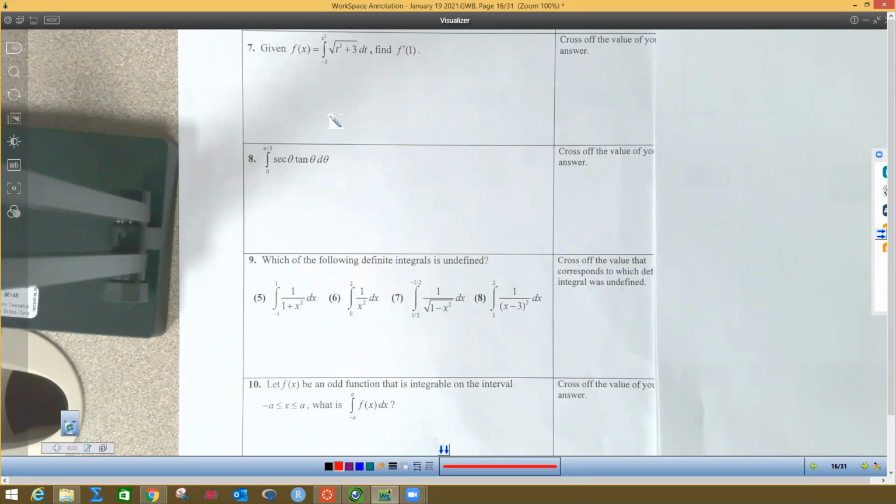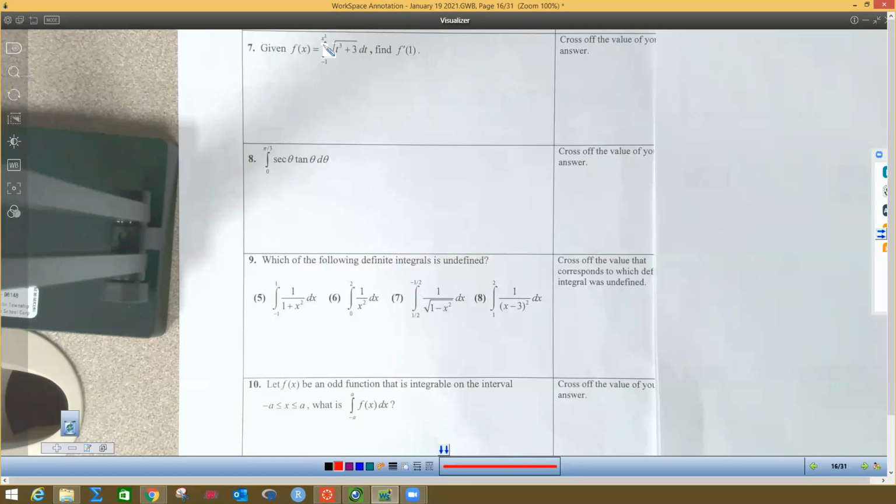What do you notice at the top of the integral on number 7? What's at the top? There's a number at the bottom. What's at the top? X squared. So what does that make this? What kind of problem? Anybody? It was on your quiz today. It makes it one of the fundamental theorems of calculus.